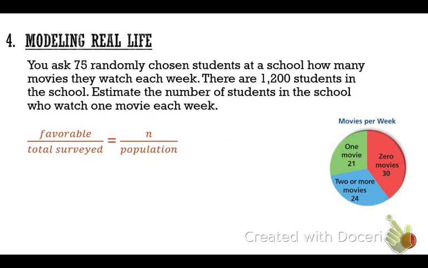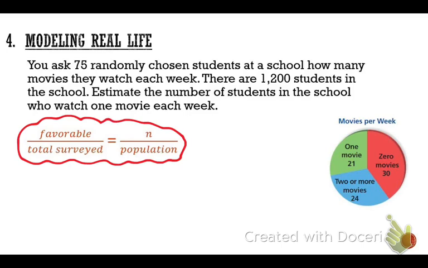All right, going on to problem number 4, we've got a modeling real life problem. I want you to take your red pen and fill in this formula that we have here. The formula you're writing says favorable over total equals n over the population. Have we ever heard about favorable over total before? Yes. What do we use that to find? Theoretical probability. So that's a formula we've used before with probability.